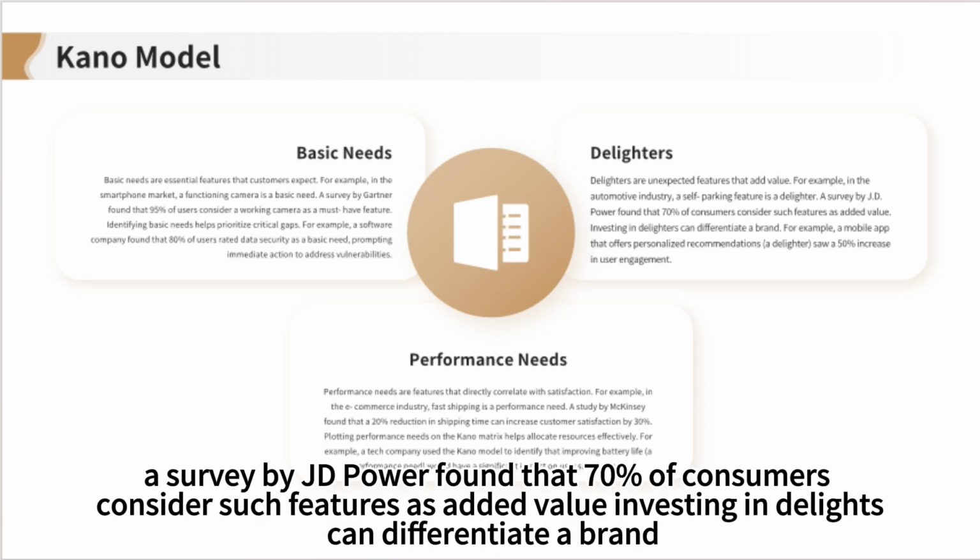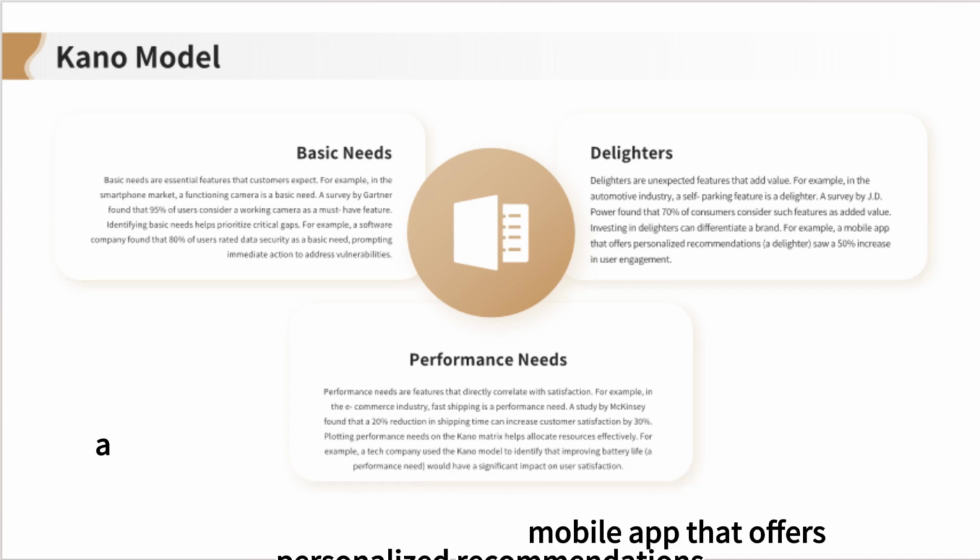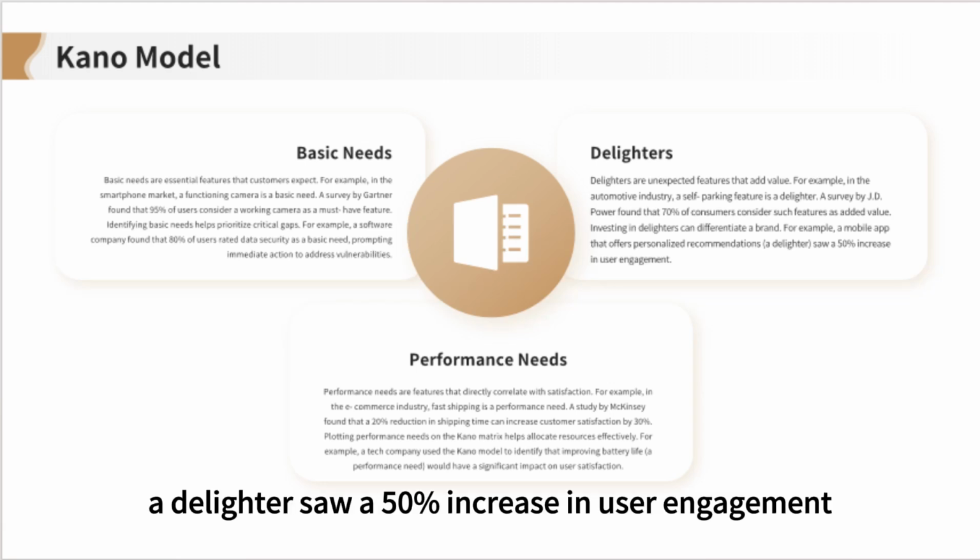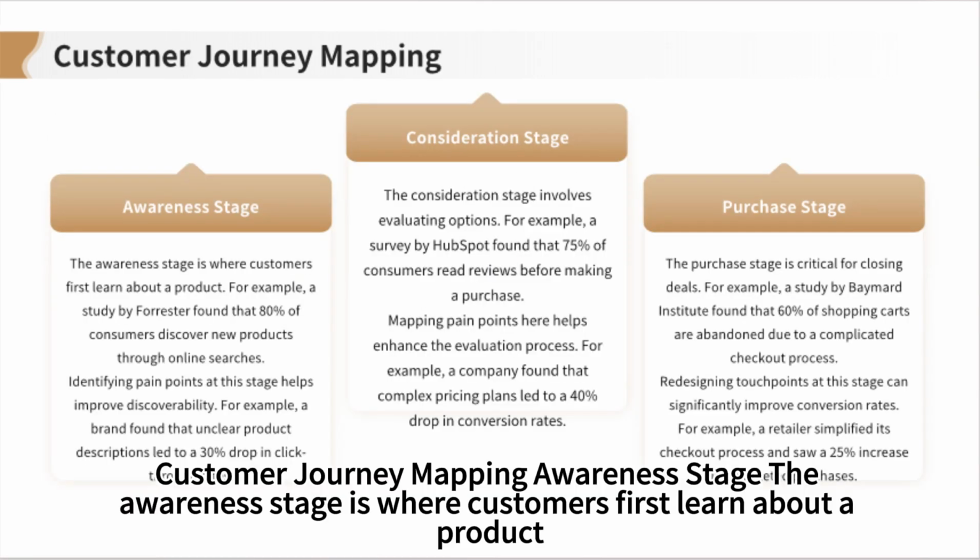A survey by J.D. Power found that 70% of consumers consider such features as added value. Investing in delighters can differentiate a brand. For example, a mobile app that offers personalized recommendations, a delighter, saw a 50% increase in user engagement. Customer journey mapping. Awareness stage.